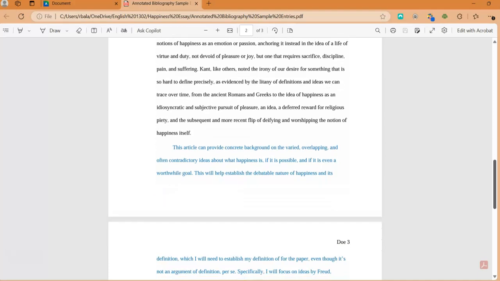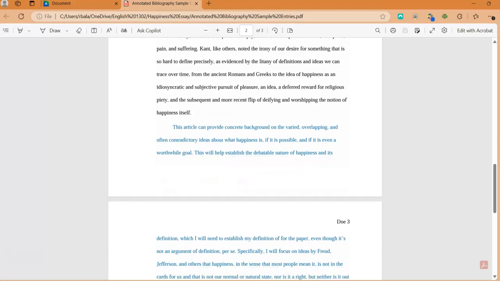So here I have to explain how I am going to use this to develop that thesis that I had at the top of the page. This article can provide concrete background on the varied, overlapping, and often contradictory ideas about what happiness is, if it is possible, and if it is even a worthwhile goal. This will help establish the debatable nature of happiness and its definition, which I will need to establish the definition for in my paper, even though it's not an argument of definition per se.